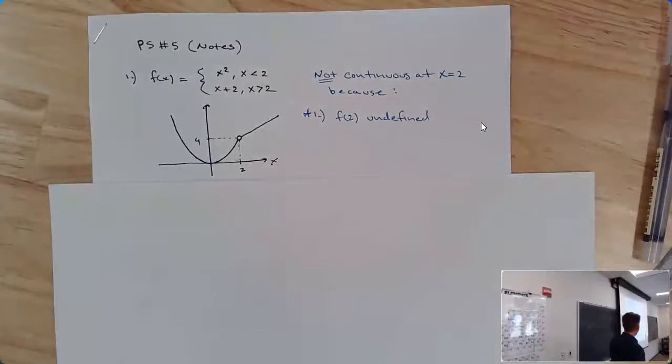Right? If you plug in 2, there's nowhere to plug in 2. It's not defined to be equal to 2 for the top piece. It's not defined to be equal to 2 for the bottom piece. So that's an easy way to see a function isn't continuous. If it's not defined at the point, it's not continuous at that point.